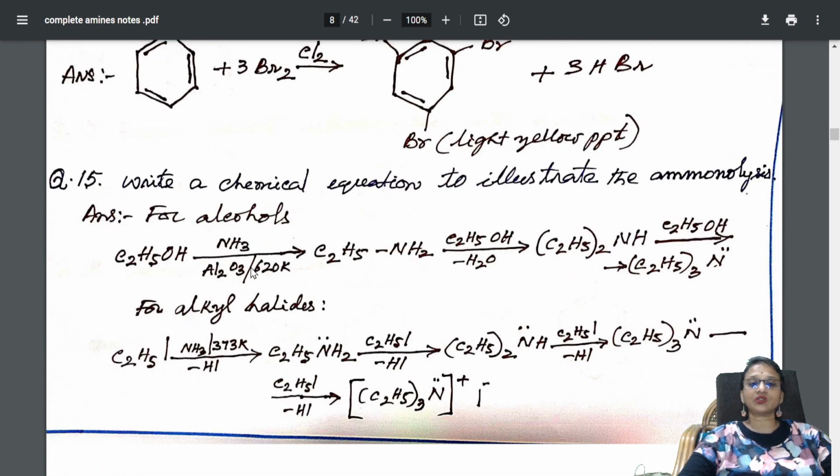Done. So I did aminolysis where every time I'll be adding one alcoholic compound and I'm getting a mixture of primary, secondary, and tertiary. So this is for alcohols. Done. You're doing aminolysis for alcohols. Here you're doing aminolysis for alkyl halides. Easy. So in both the cases you'll be getting primary, secondary, and tertiary and quaternary salts also.